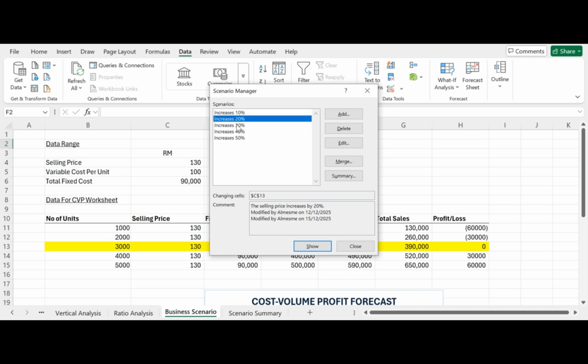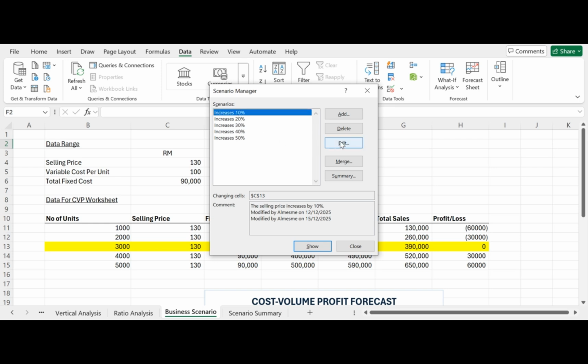The thing that we need to do is add the scenarios. The first scenario is the selling price increases by 10%. The second one, the selling price increases by 20%. Next is the selling price increases by 30%. Next is the selling price increases by 40%. And the last one is the selling price increases by 50%.